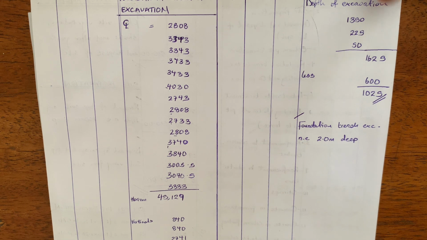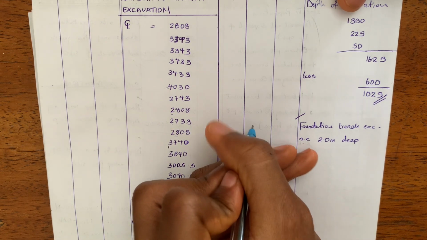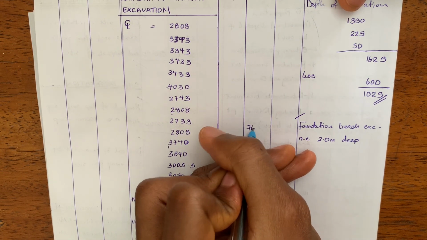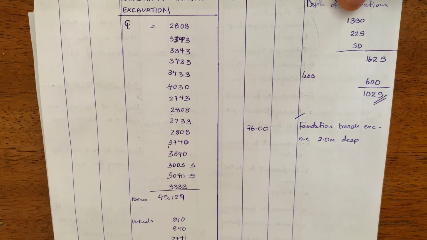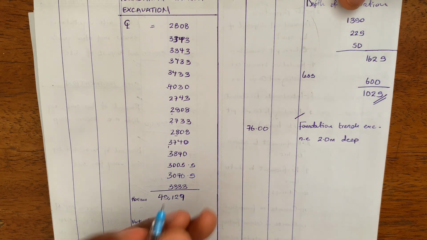So the center line, or the total length of our trench, we calculated as 75,958.5. So if you divide that by 1000, we're going to be having 75.958, which is approximately 76. So the distance for the trench would be 76.00. Then the width of our trench is 675. So when you divide that by 1000, you're going to be having 0.68.